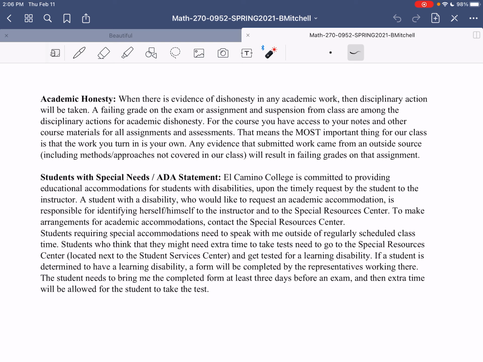What is important, though, is that the work that you turn in is your own. So what that means is that any evidence that you submitted work that came from an outside source, especially when there's methods or approaches that are not covered in our class, will result in failing grades on the assignment. So keep in mind, you don't have to be worried about, oh, am I allowed to look back at this video or look at my notes or open the textbook? That's all fine. It just has to be that the work that you're turning in is your own.